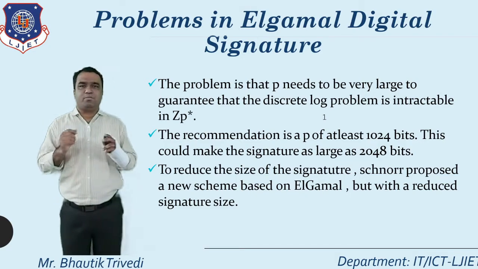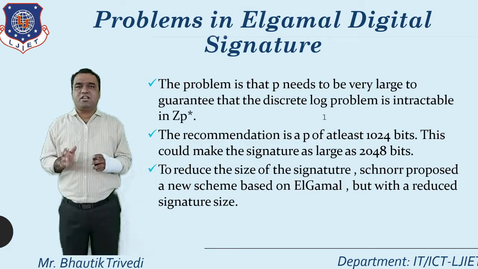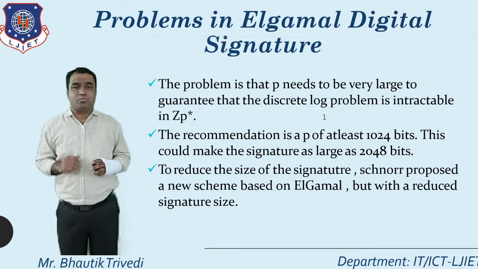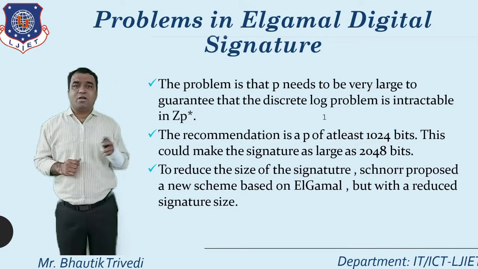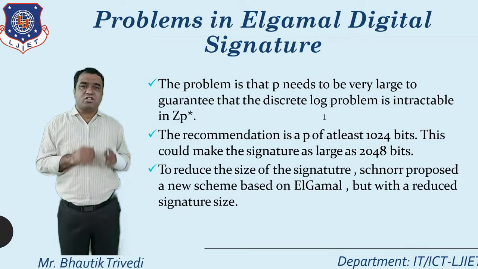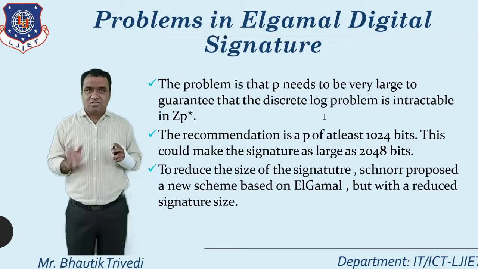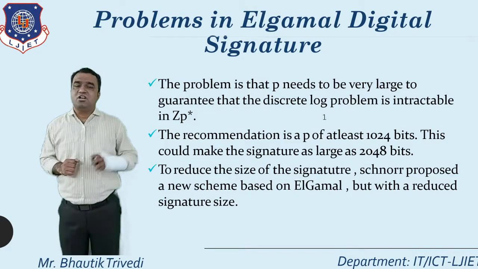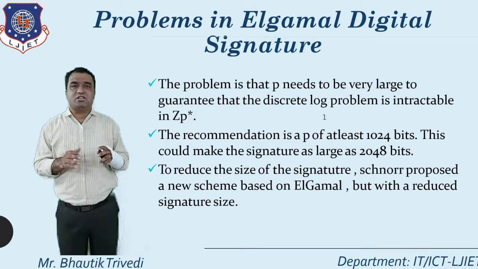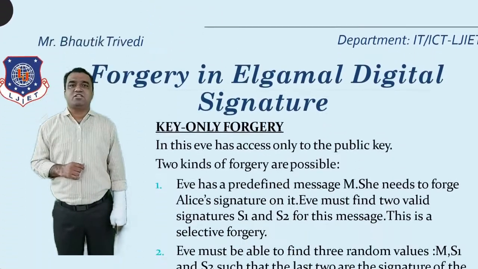Whenever you select P equal to 1024 bits, it directly generates a signature of up to 2048 bits. And the third most important problem is that, to reduce the size of the signature, Schnorr proposed a new scheme based on ElGamal but with a reduced signature size. So after the ElGamal digital signature, one new technique arrived, the Schnorr digital signature. So this is all about the problems in the ElGamal digital signature.